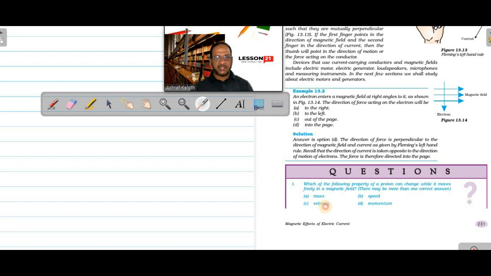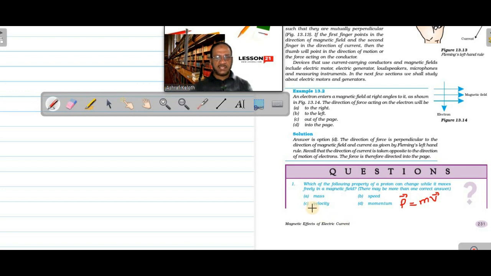Why is velocity changing? Direction. Inside the magnetic field, the proton will move in a circular path. When it moves in a circular path, at every point its direction of velocity is changing. When velocity changes, momentum also will change, because the momentum P is equal to m into v, mass into velocity. Momentum is a vector quantity. The direction of momentum is the direction of velocity. So if velocity changes, then momentum also will change.